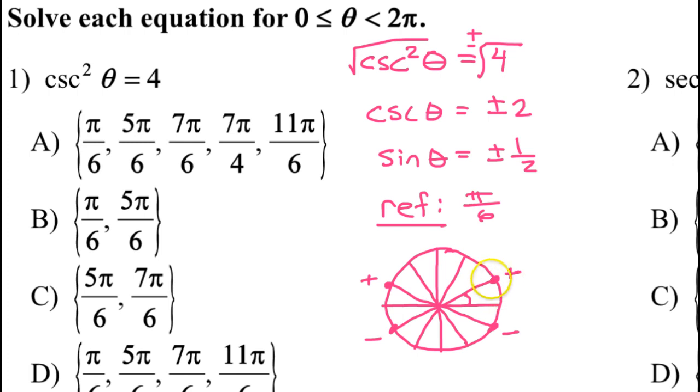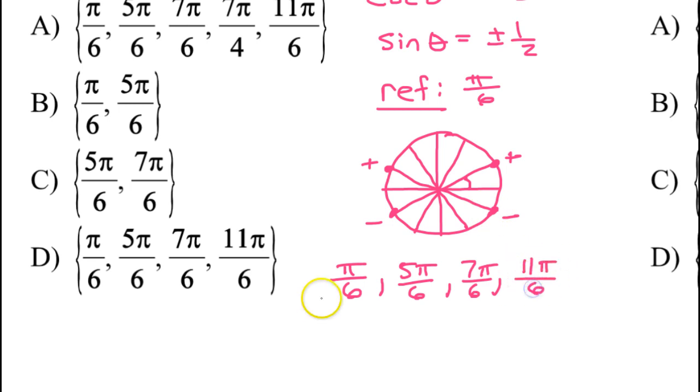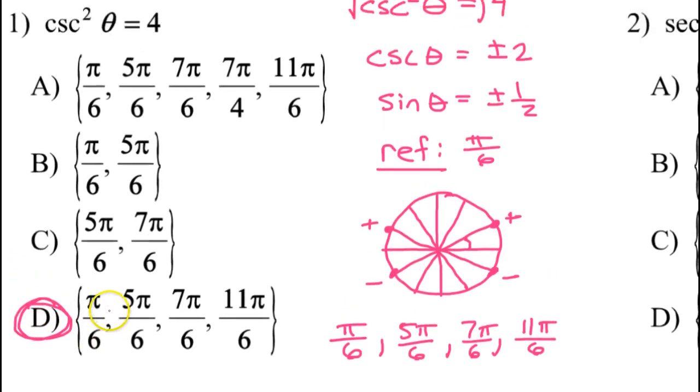So this first one is pi over 6. Maybe I'll just make a little list underneath. This first position is pi over 6. And then the next one is 5 pi over 6. And then this would be 6 pi over 6, so this one is 7 pi over 6. If we went all the way, that would be 12 pi over 6, so this is 11 pi over 6. We want all 4 of these. Pi over 6, 5 pi over 6, 7 pi over 6, 11 pi over 6. That's D. So this is multiple choice, and in this case, the answer was D.